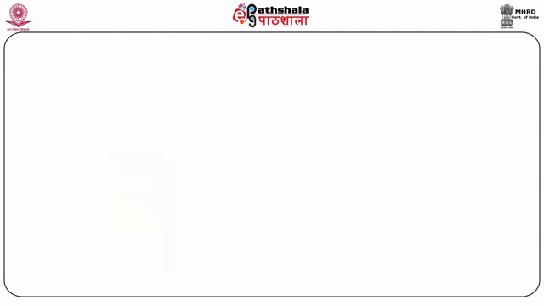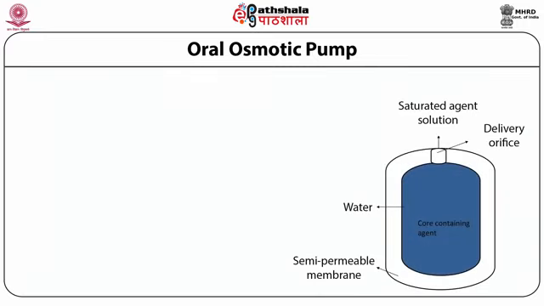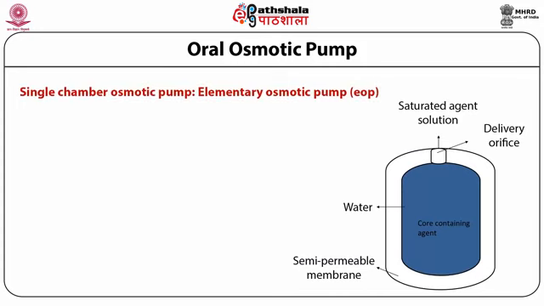So now come to the oral osmotic pump. Earlier, all were pumps used in the form of injection or implant. These are going to be used orally. So they are of different kinds. First and foremost is the single chamber osmotic pump, also called the elementary osmotic pump. Very simple design. It has similarity with the implantable ones. The major components will remain the same.